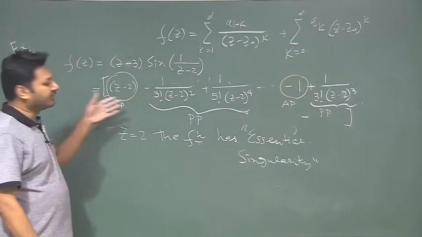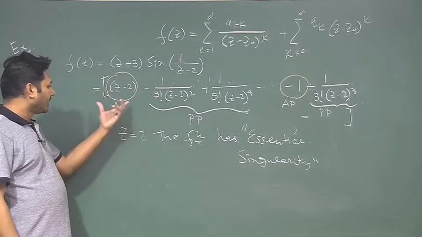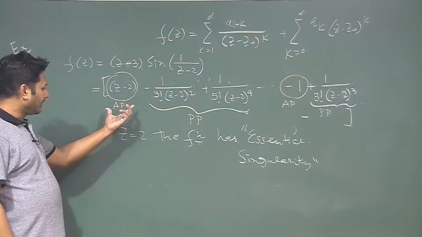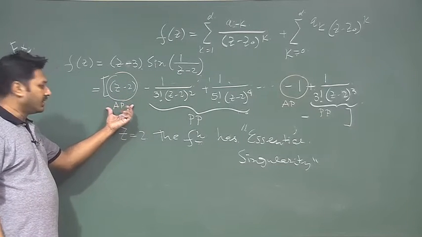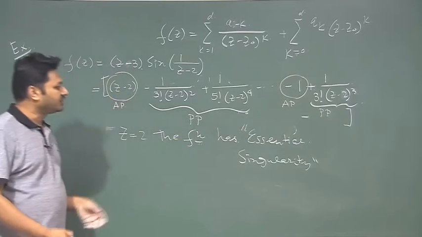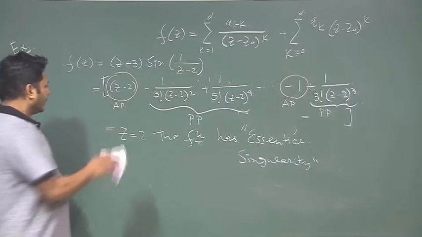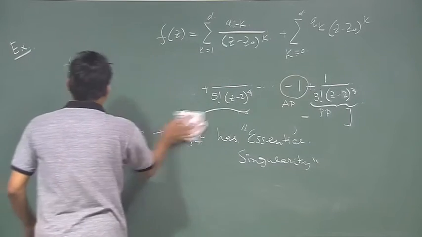Essential because you can't remove this singularity at that particular point, whatever the function we have, because we have a limited number of analytic terms, but an infinite number of principal part terms. So, that means we should have some singularity which is essential in nature. So, now we will go to the next step.